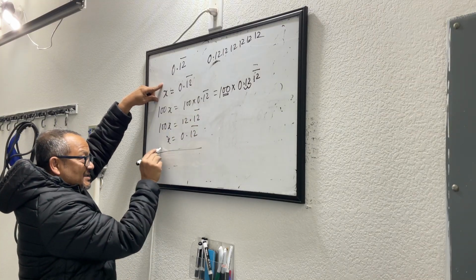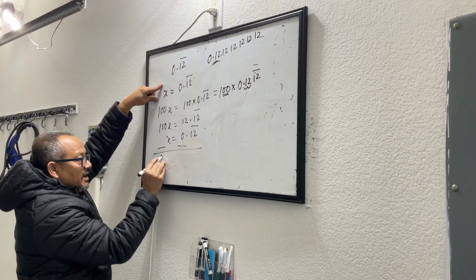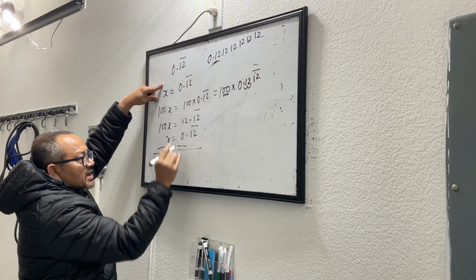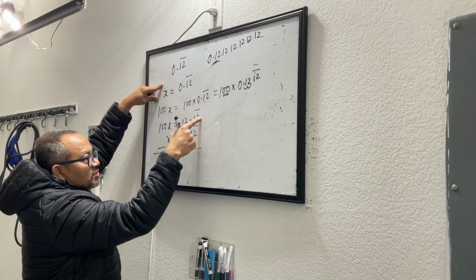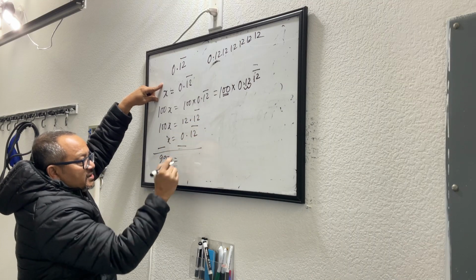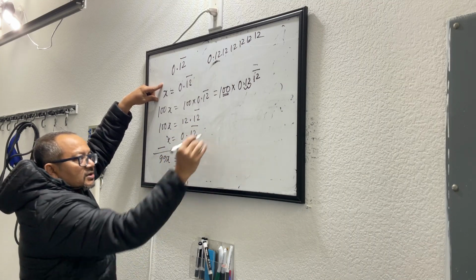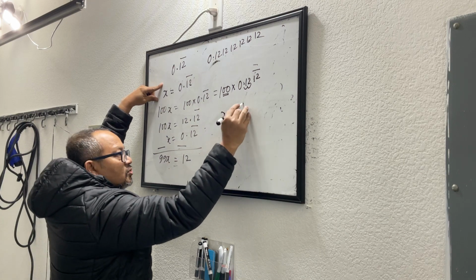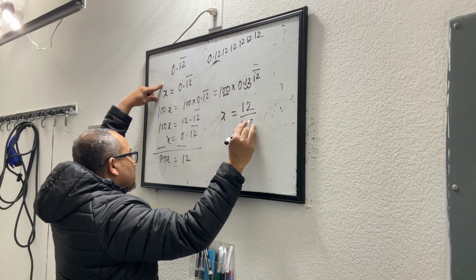If I subtract this, it became 99x equals 12.12 recurrence minus 0.12 recurrence. It will become 12. So x will be equal to 12 over 99.